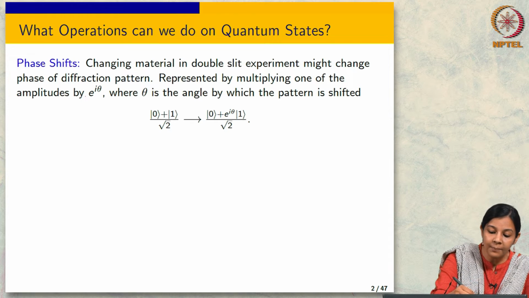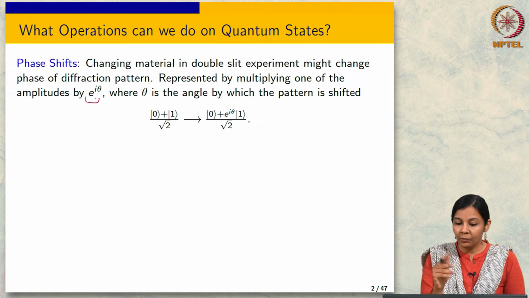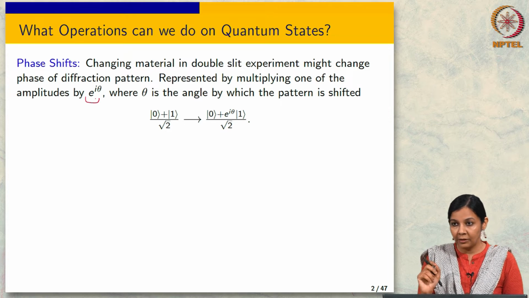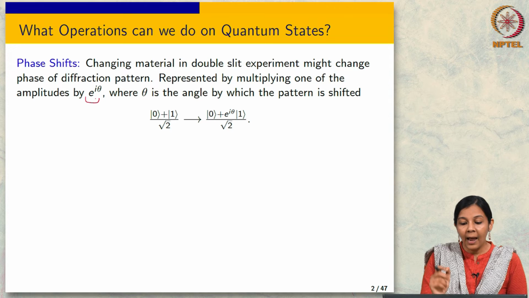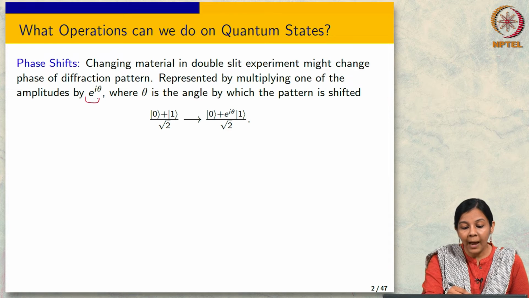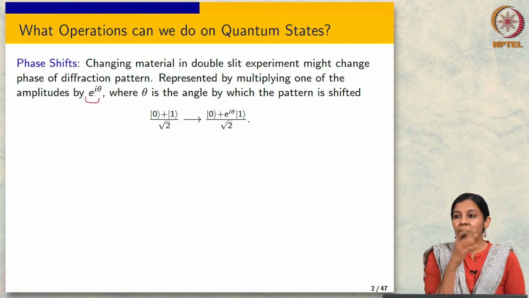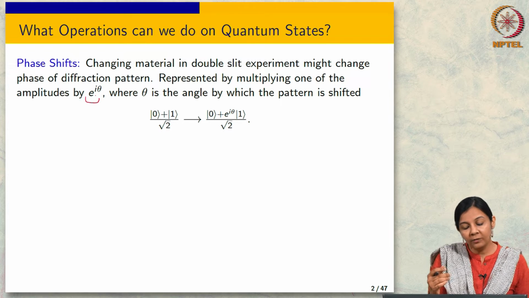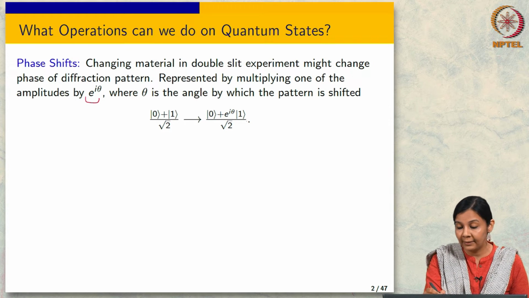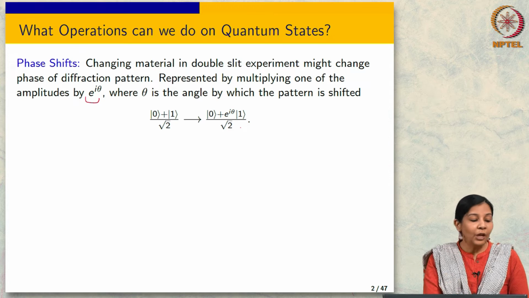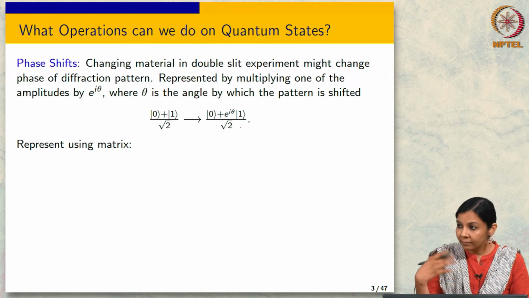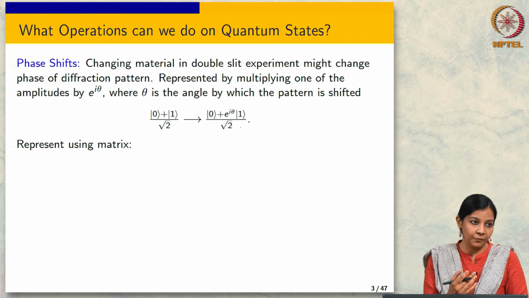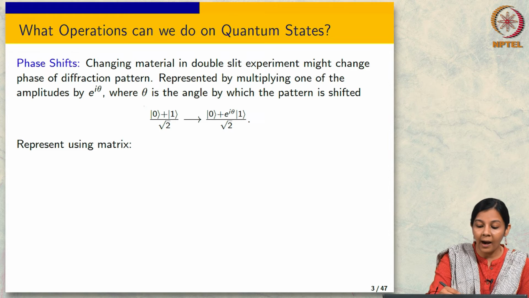So what is our phase shift? It's e to the i theta. Theta here is the angle by which the pattern will get shifted, and when you multiply by e to the i theta, it is going to be on one of the two amplitudes. So what this will do is it will take |0> plus |1> over root 2 to |0> plus e to the i theta |1> over root 2. This is just saying what happens when this phase shift occurs. If I started with this, then after the phase shift I get this.